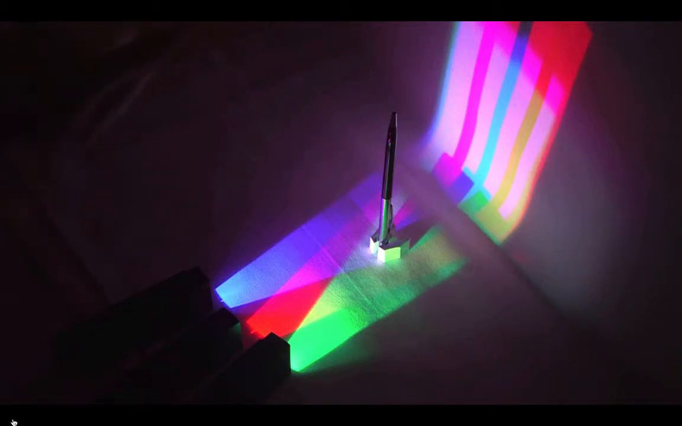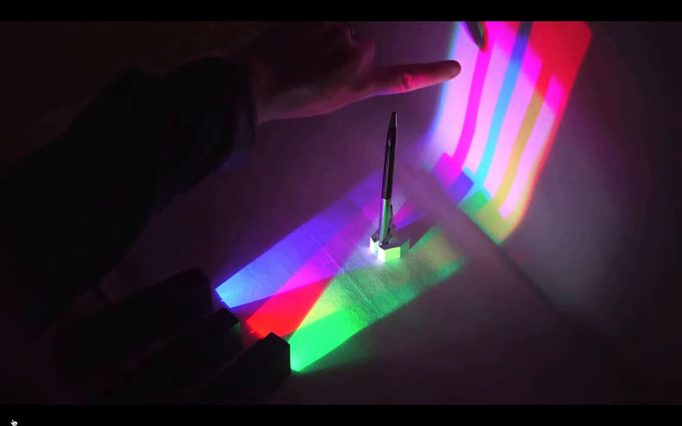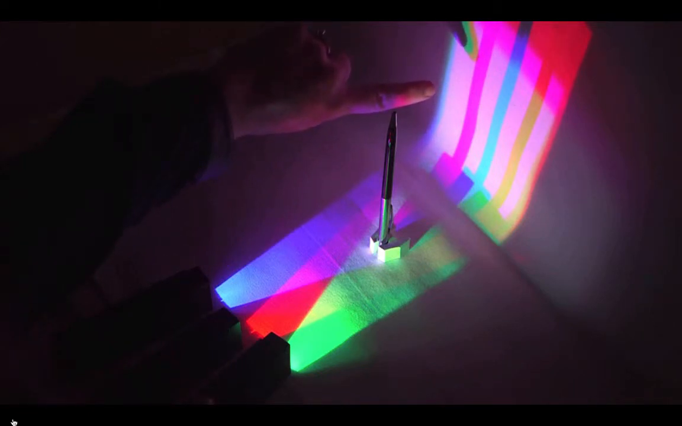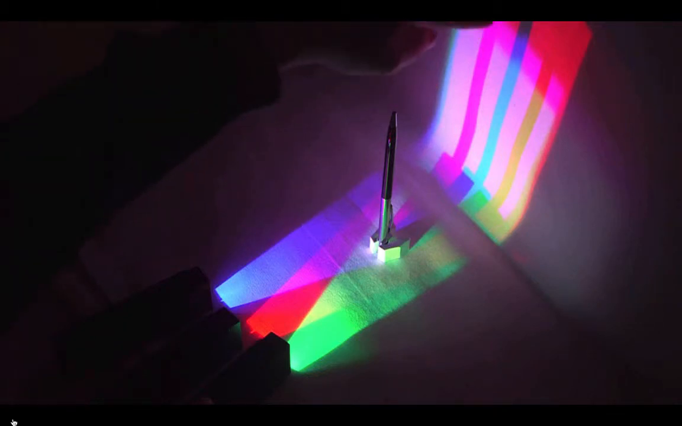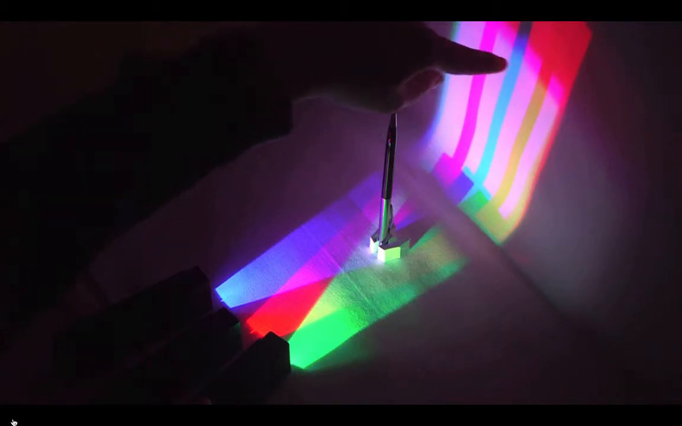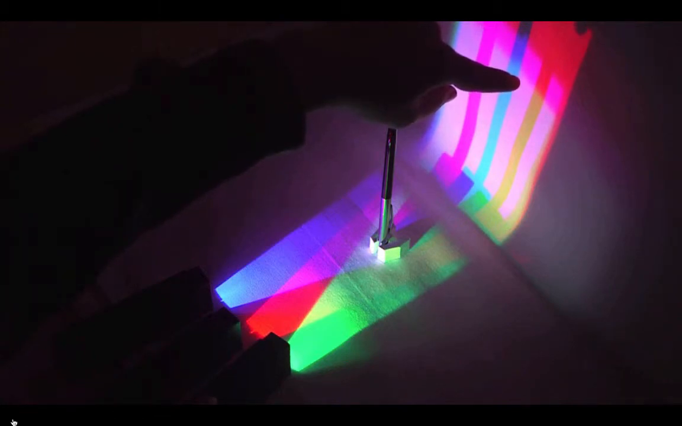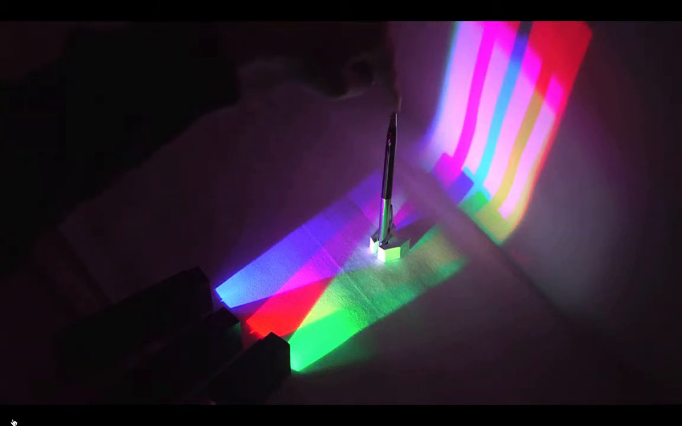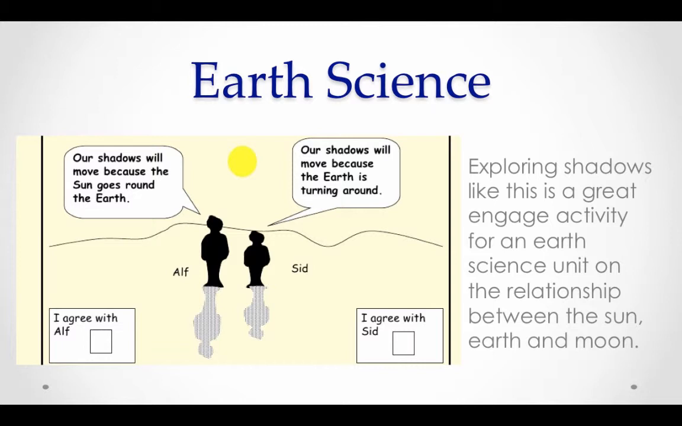So for the pink, the green is completely blocked out, so what you have is a mix of blue and red. For the cyan, the red is completely blocked out, and you have a mixture of blue and green to make cyan. And finally, you have a yellow shadow where the pen is blocking the blue, and you just have red and green to make yellow. So that's the basics of shadows.